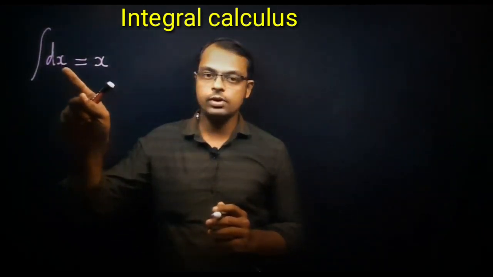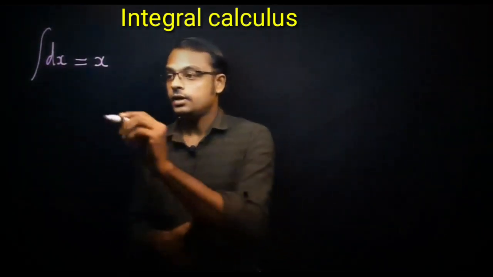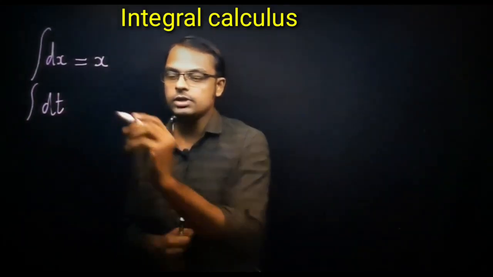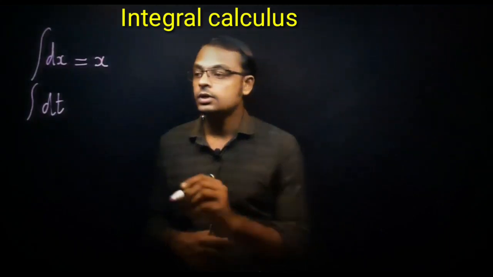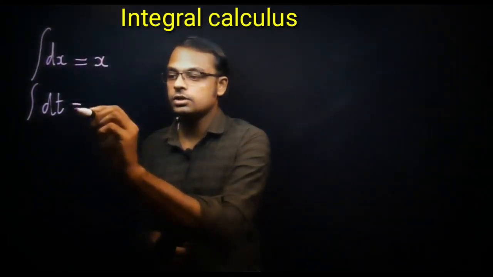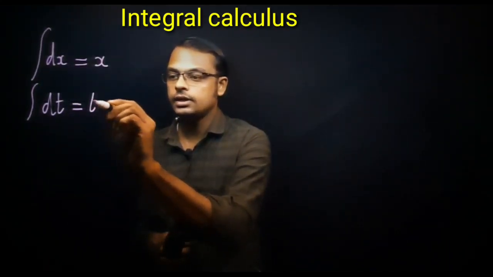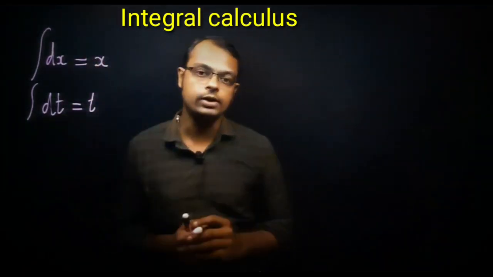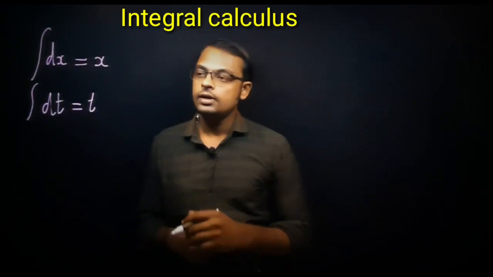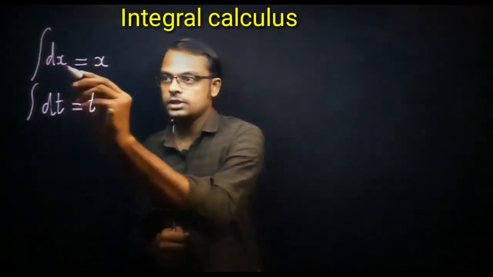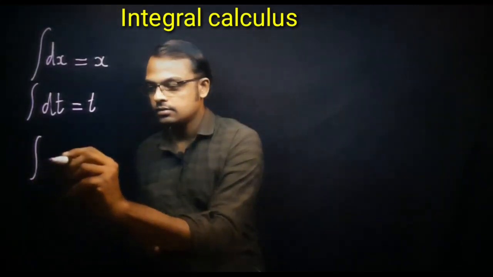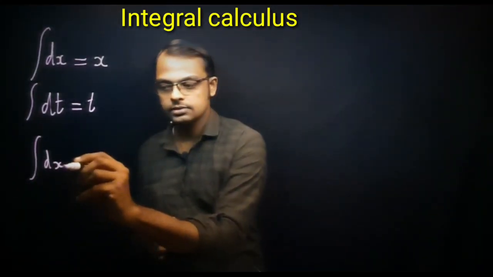Here what is the variable? X is the variable. If I am writing integral dt, integral dt means what? The variable is time. So we can write here after the integration, you will get it as t. So what is a variable? After the integration, you will get the total value, the entire value. Now you just imagine, I am just explaining with the dx term. Same formula, integral dx.